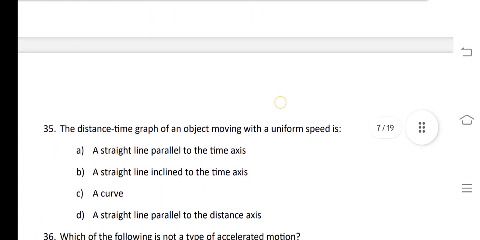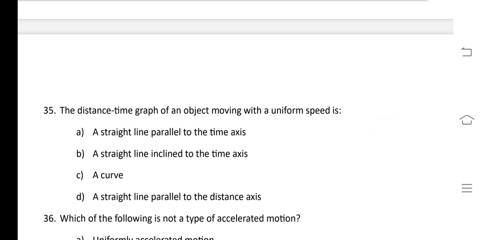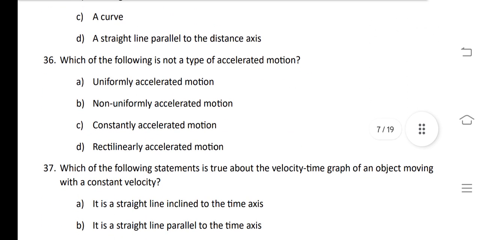Moving to the next question, distance time graph of an object moving with uniform speed is a straight line inclined to time axis. Option number B is correct. In the next question, which of the following is not a type of accelerated motion?